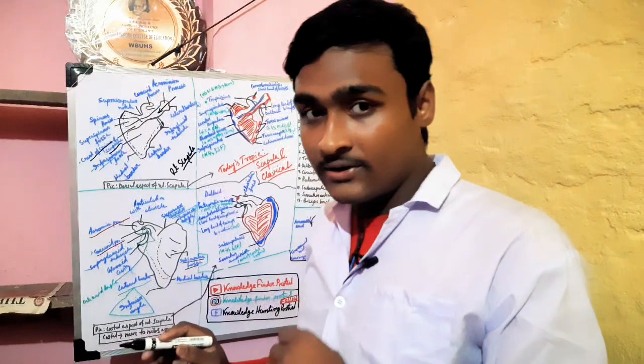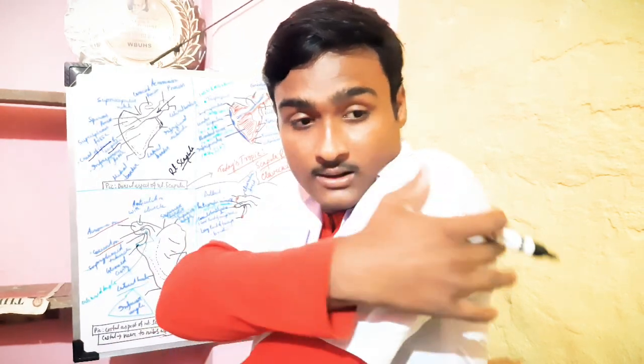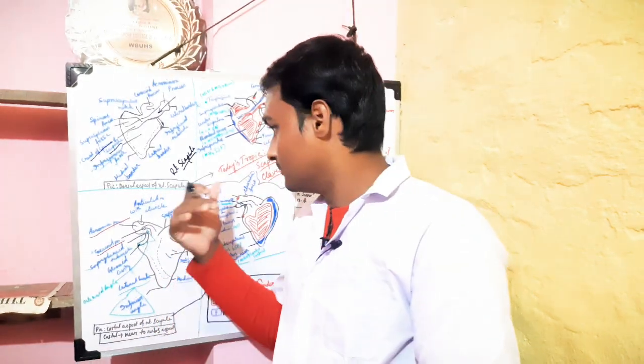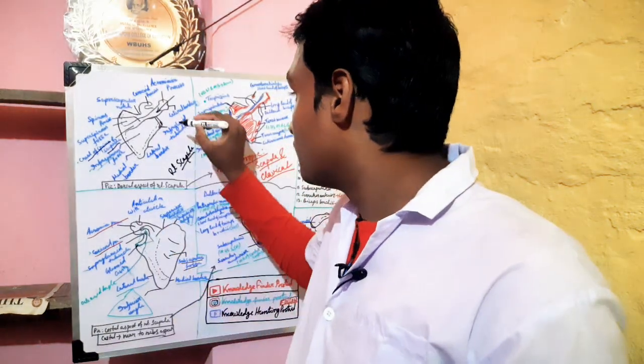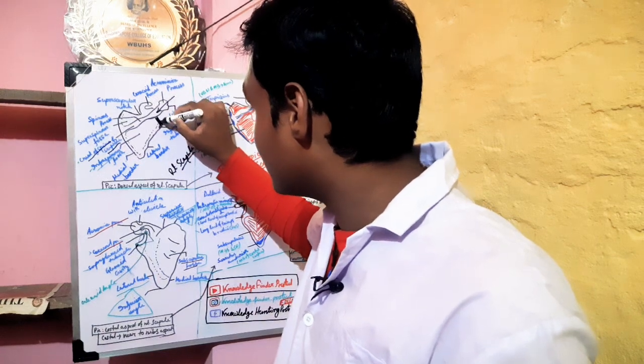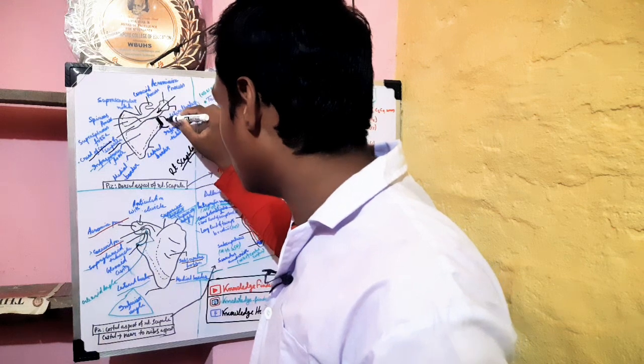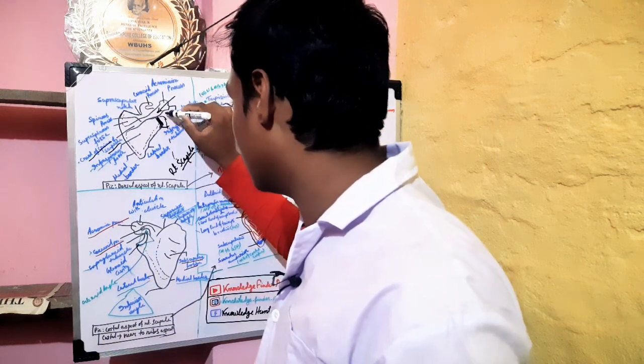This glenoid cavity forms the shoulder joint with the humerus. The humerus and our scapula come together to make this joint. So this is the glenoid cavity, where the head of the humerus is located. This joint is also called the glenohumeral joint.